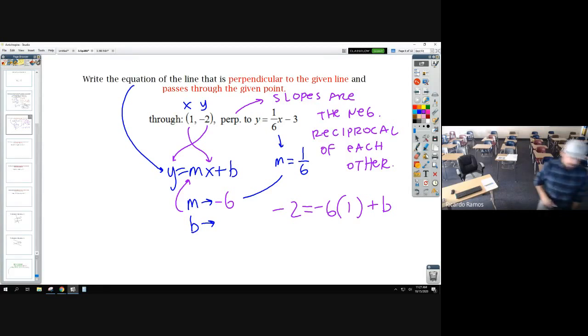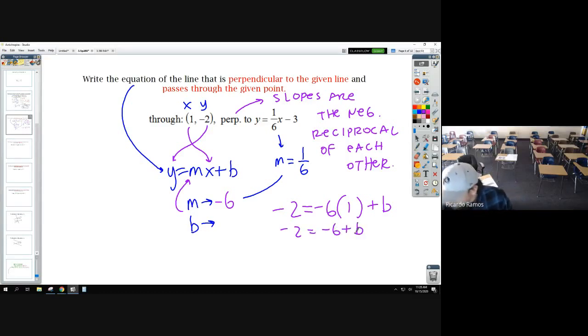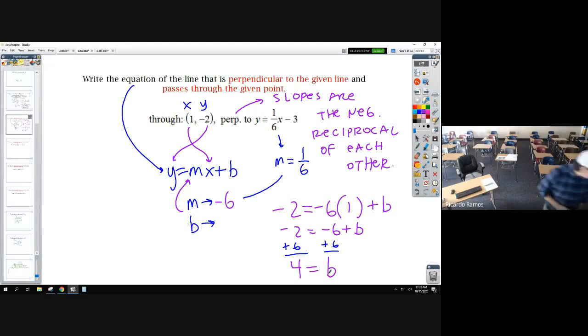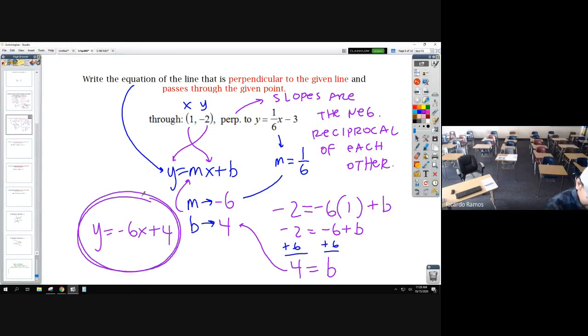Okay, I'm getting a few different answers here. It's going to be -2 equal to -6 plus b. We got to add the 6, right? Yeah, the y-intercept is 4. Yeah, we're going to have to practice this just a little bit here, right? So slope's -6, y-intercept's 4. Let's write our equation. Y is equal to -6x plus 4. This is ultimately our final answer here. This is the equation of a line perpendicular to this one passing through this point.